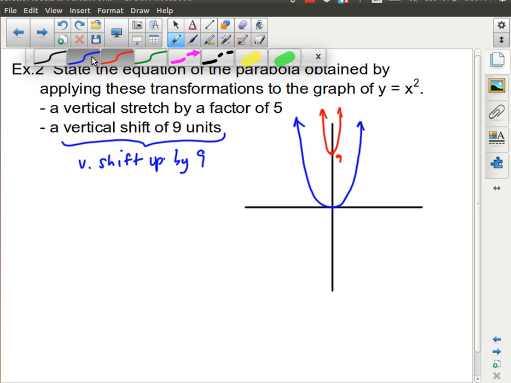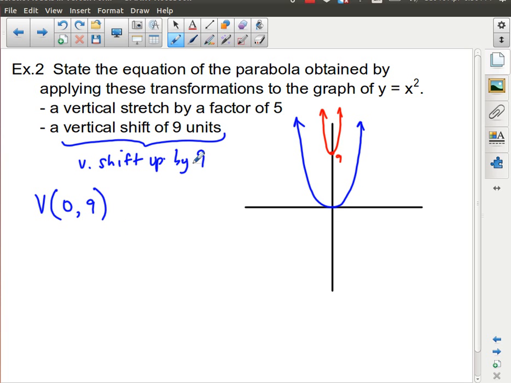Okay, so what does that actually tell us? Well, even just by drawing it like this, shifted up by 9, now we know where the vertex is. The x-coordinate of the vertex is still 0. The y-coordinate of the vertex is 9. And a vertical stretch by a factor of 5, there's nothing mentioned about a reflection here. So that tells me that my a value is 5.